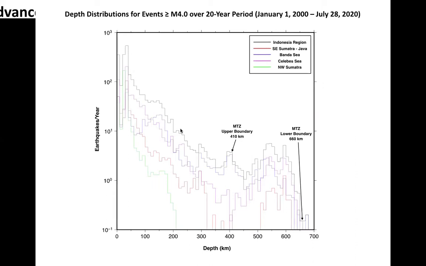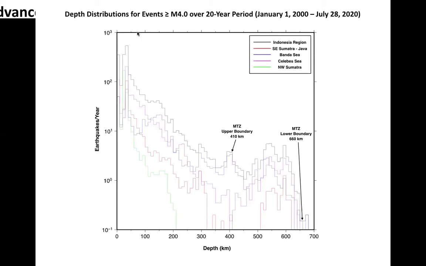The black curve shown here is for the Indonesian region as a whole, and each of these colored curves, shown by the legend up here, are for individual subregions, which we'll explore later. So at first glance, what we can see is that the vast majority of the earthquakes that occur on a yearly basis are shallow, typically less than 50 kilometers.